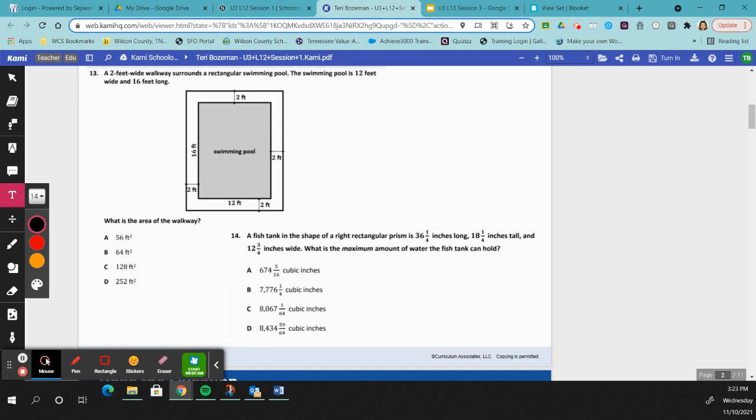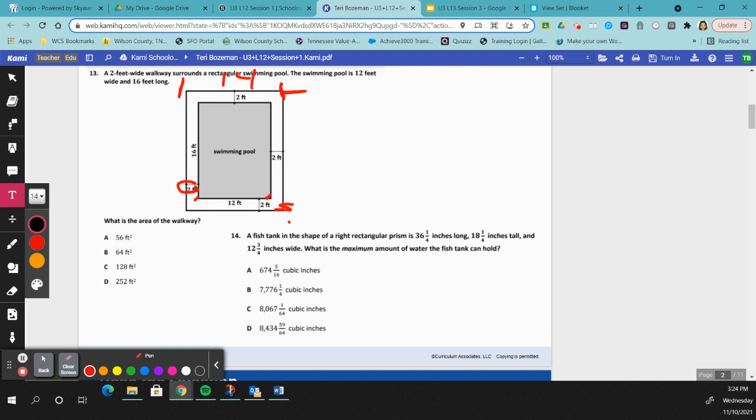So, number 13, we want to figure out the area of the walkway. So we can do that by finding the area of the larger rectangle first. So we would want to know what is our distance from here to here, and then our distance from here to here. We know that our walkway on each side is 2 feet. So if we know from here to here is 12, and we add 2 feet on each side, 2 feet on each side is 4. So 12 plus 4 is 14.